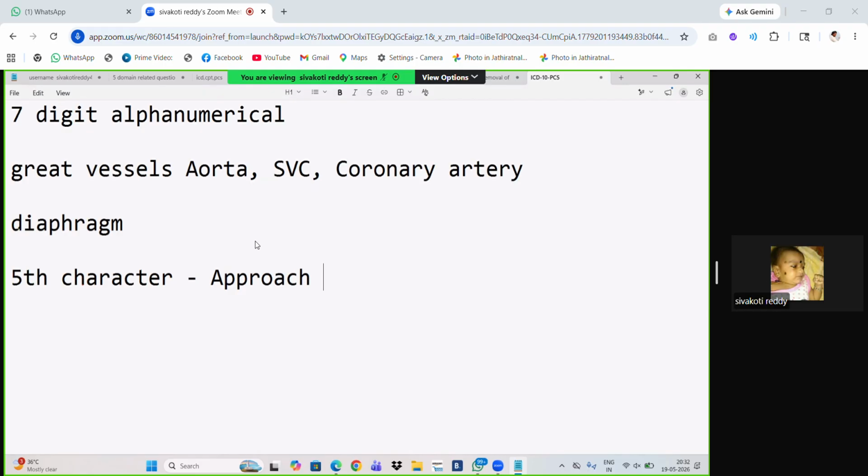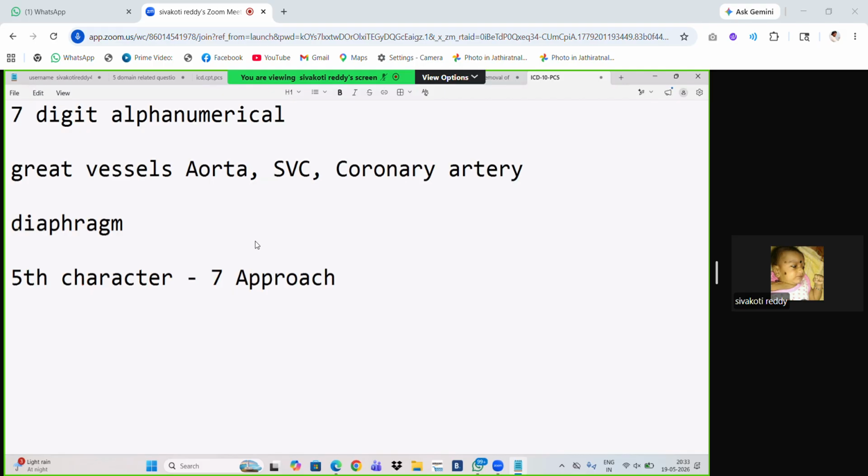Same here also. Approach means how we are reaching the procedure site, the way how we are performing the procedure. Okay, what technique we are using to perform a procedure. It should be represented by the fifth character. Total we have 7 approaches. In these 7 approaches, any one approach they will use to perform a procedure.